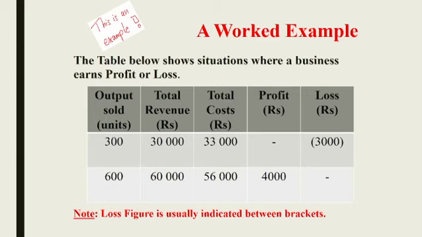When 300 output is sold, we have a loss of 3,000 rupees. When 600 output is sold, we have a profit of 4,000. Note, loss figure is usually indicated between brackets.